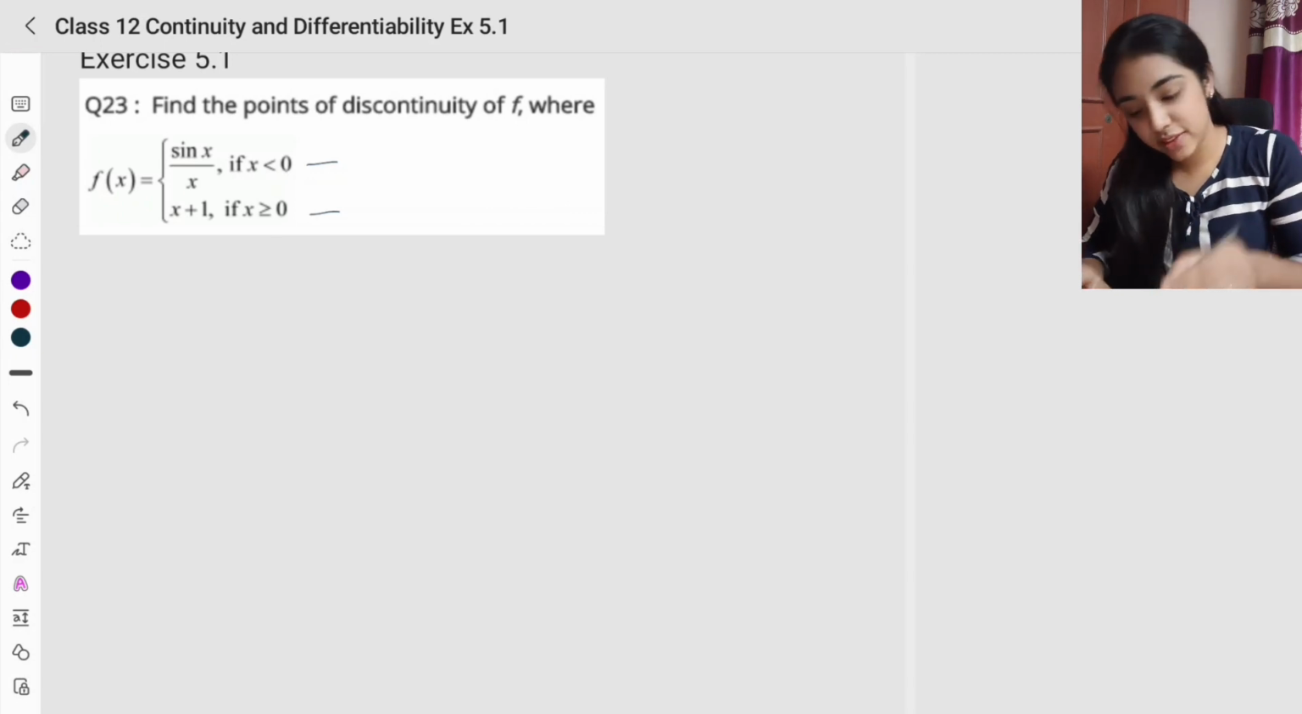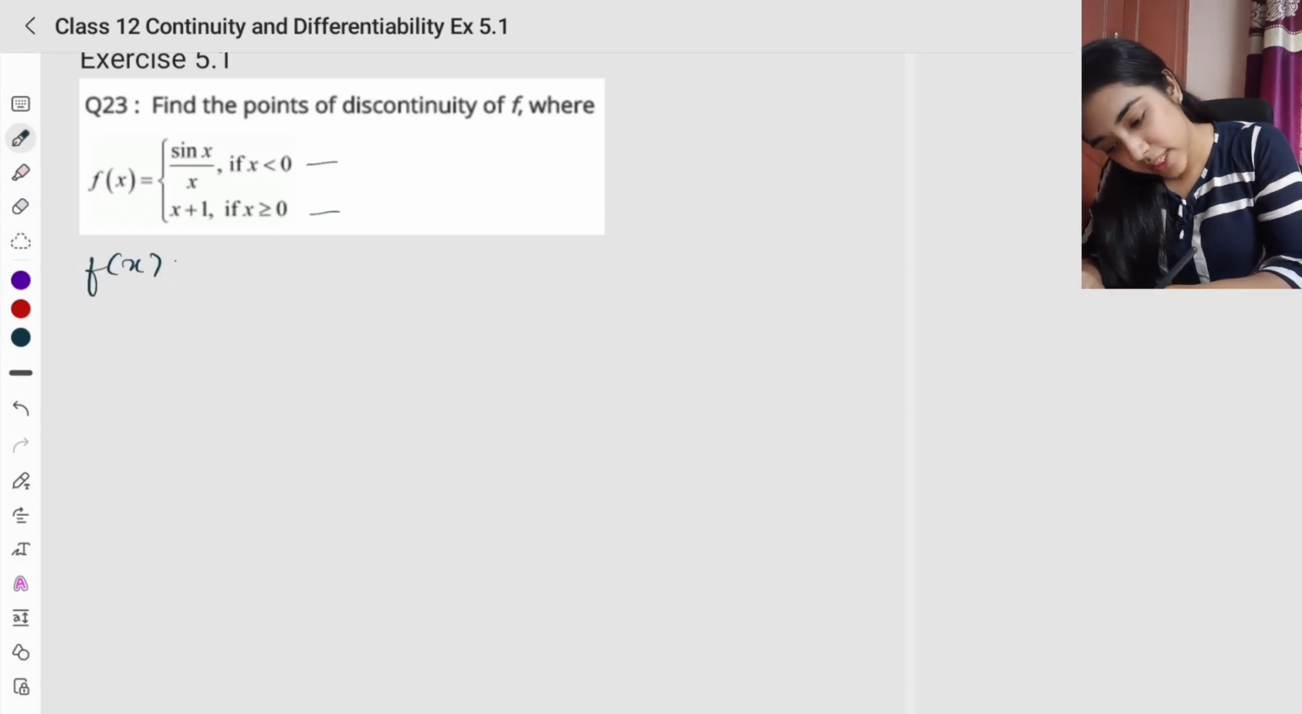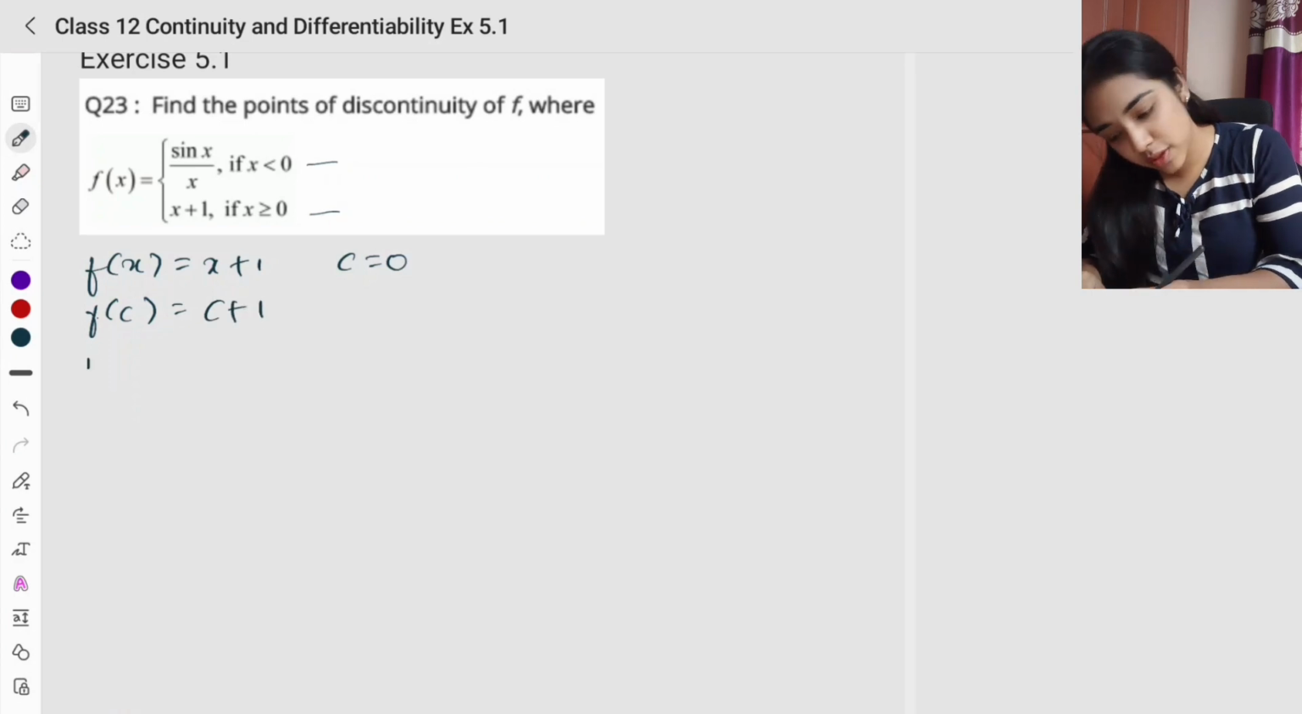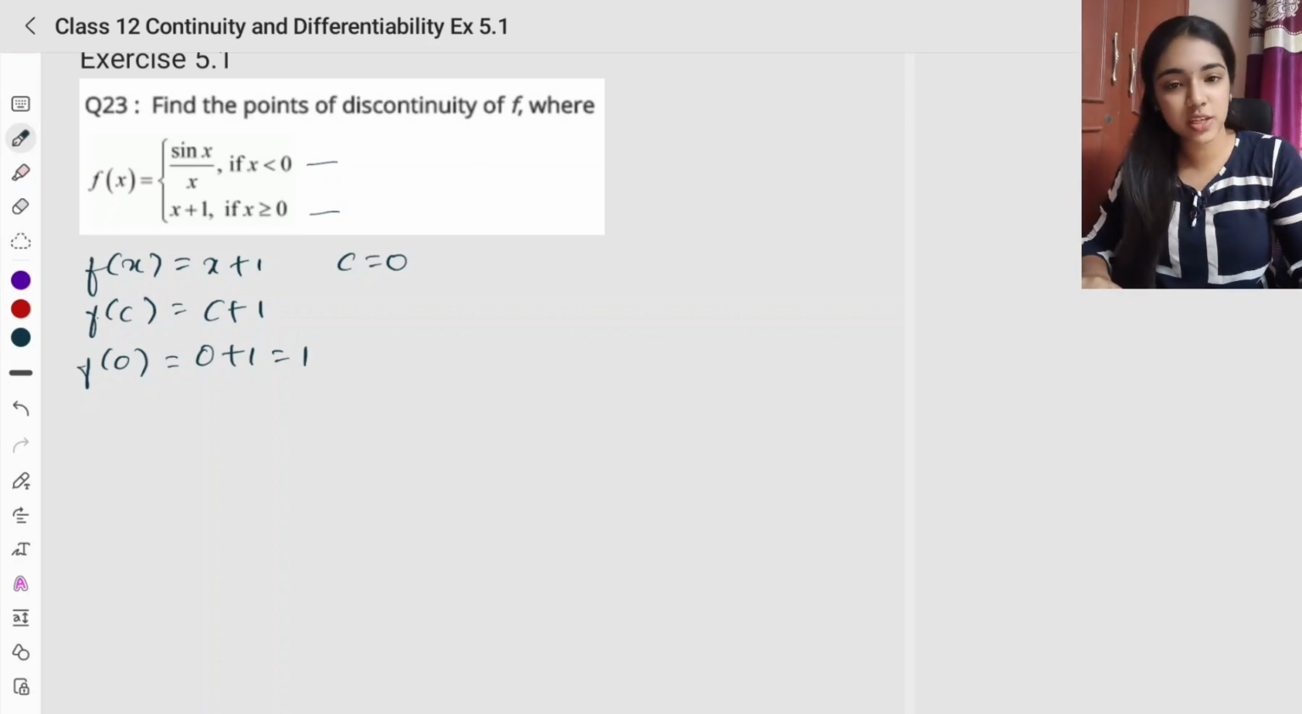We need to write f of x. So what is my f of x? f of x is equal to x plus 1 when c is equal to 0. So what is f of c? f of c is going to be c plus 1. When I substitute the value of c, what will I get? 0 plus 1 equal to 1. Now we have found the value of f of c.